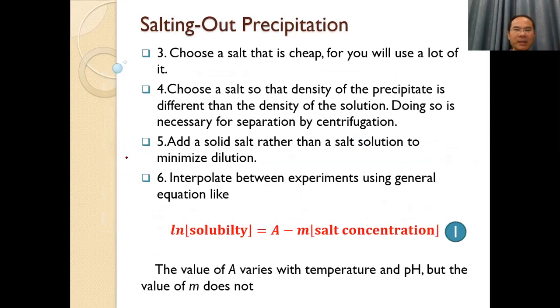Like this. Okay. And number 3, you have to choose a salt that is cheap, or you will use a lot of it. And number 4, choose a salt so that the density of the precipitate is different from the density of the solution. If the density difference between solid and solution is small, it is difficult to separate after precipitation. Number 5, add a solid salt rather than a solution to minimize dilution.